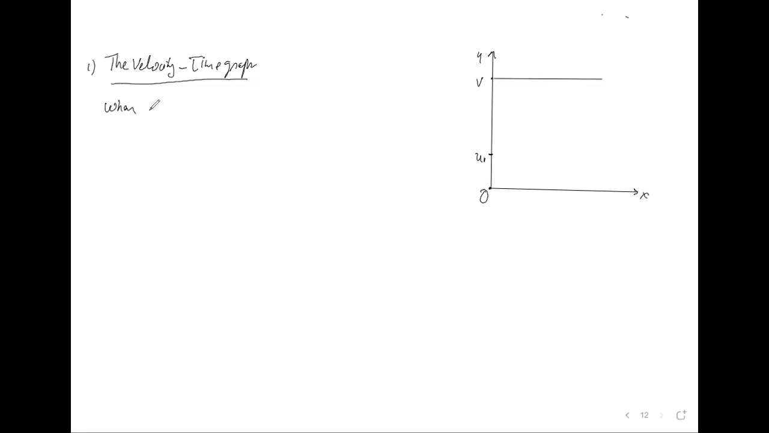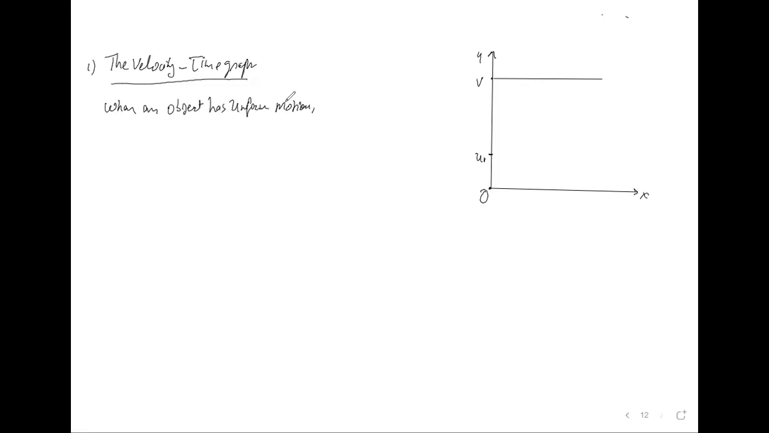So when an object has uniform motion, students, this is a very important concept, and you will face many questions from this portion. So please, if some of you are not able to understand any point, you can ask. I will explain it. Okay.